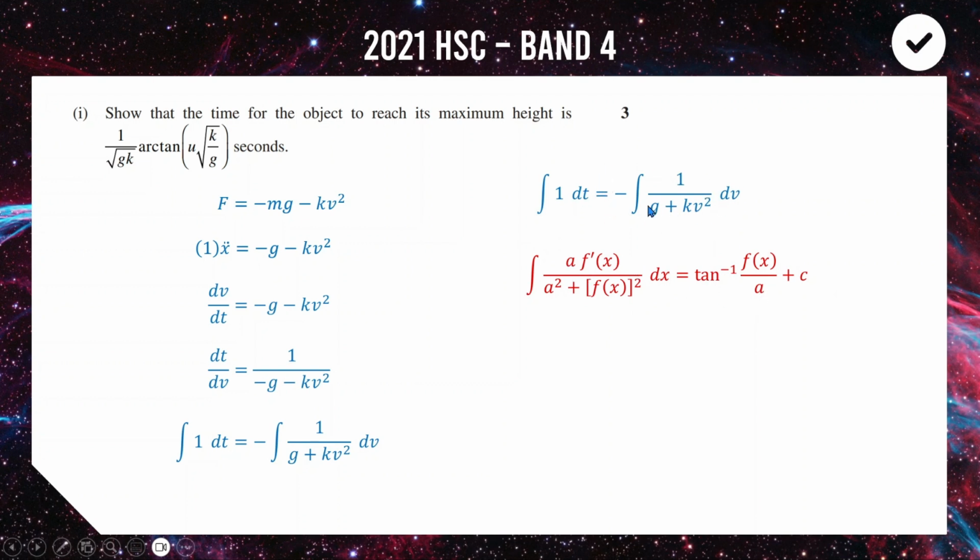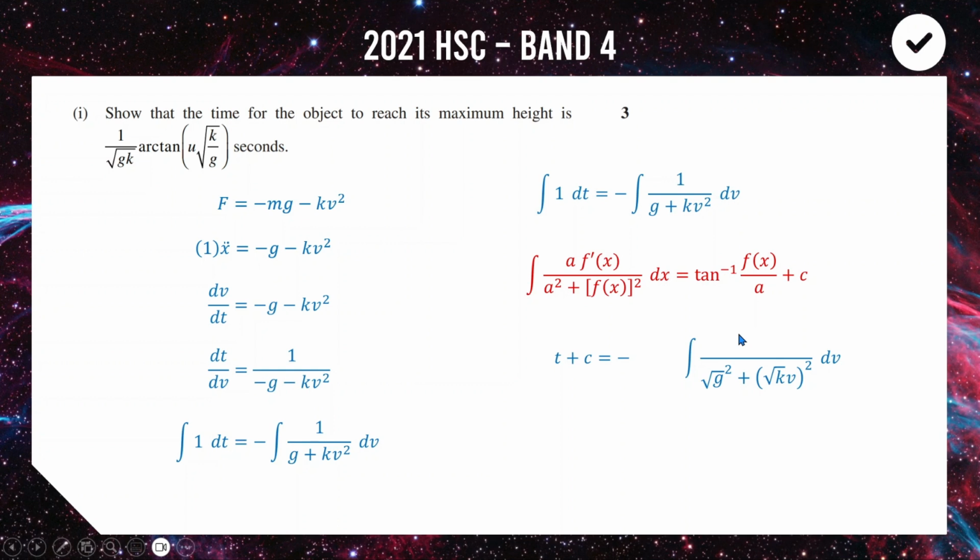We need to try and make this work for the equation in blue. The trouble is that not everything on the bottom is squared, so it doesn't really look like what's in red here. So we need to do some clever manipulations. The left-hand side, when we integrate it, is just going to turn into t, and we may as well chuck our constant there for now.